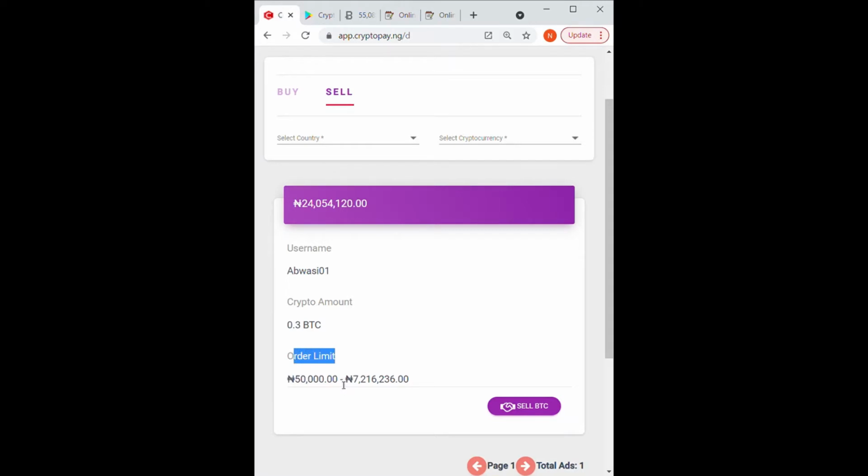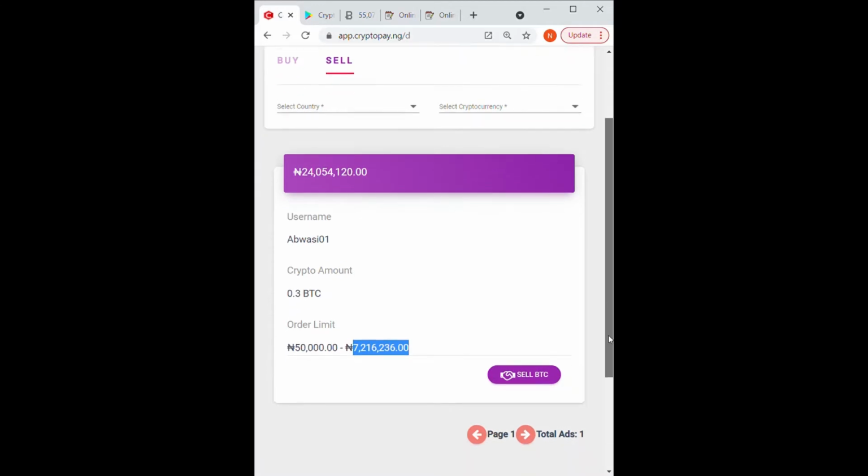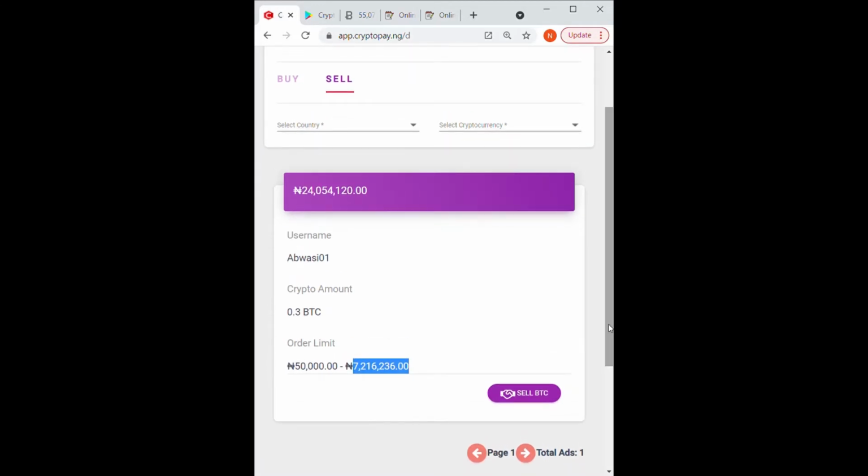It simply means that this is the minimum amount this trader is willing to accept, which means if you open a trade lower than 50,000, the trader is not going to accept it. The system is not even going to allow you to open that trade, and this is the maximum amount this person is willing to trade, which means he is not going to trade above 7.2 million. So this is an example of an advert. By the time you create your own advert, it's going to look like this on the website.